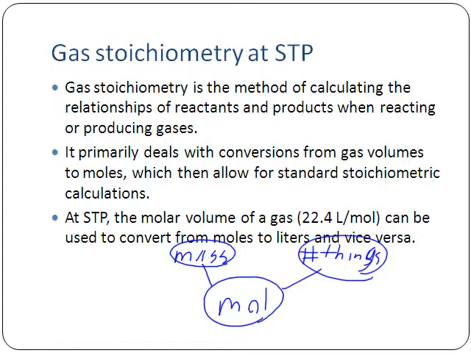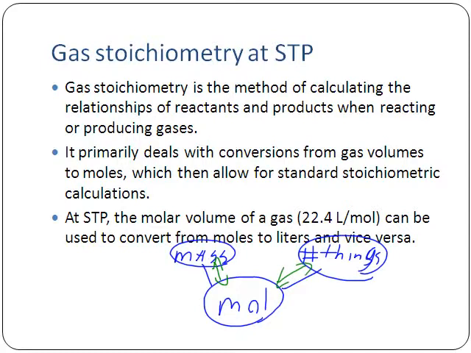If we want to go from moles to mass, we're going to use the atomic mass or the molecular mass. That's what we'd use to go between moles and mass, and of course we do the same thing to go from mass to moles. If we want to go from moles to things, then we're going to use Avogadro's number, 6.022 times 10 to the 23rd. It also works to go from things to moles.